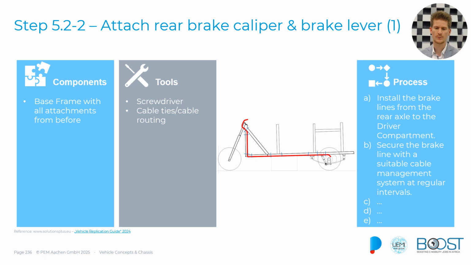Now let's move on to the rear brakes. So we need the base frame with all the attached parts from before, and we need the rear brakes at this point, our screwdriver, cables, and basically everything else from the front brake part. So install the brake lines from the rear axle to the front, and secure the brake lines with a suitable cable management system at regular intervals.